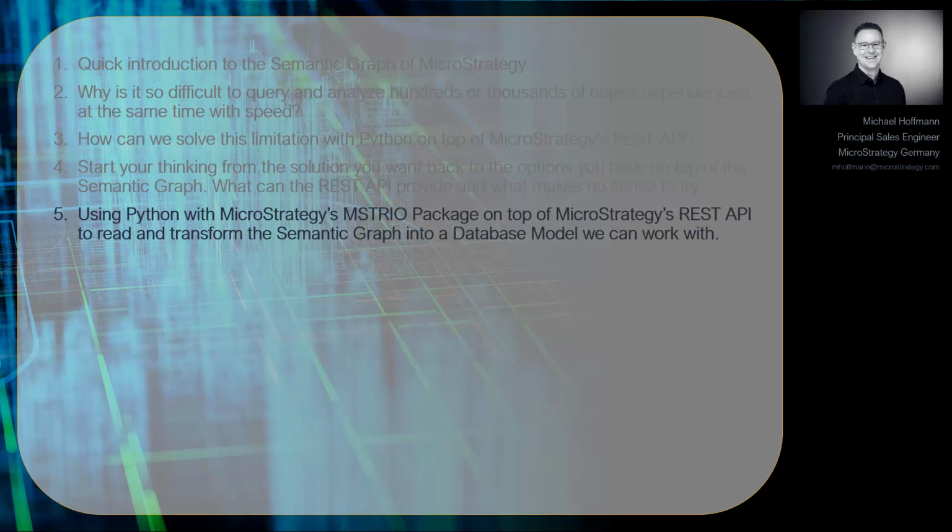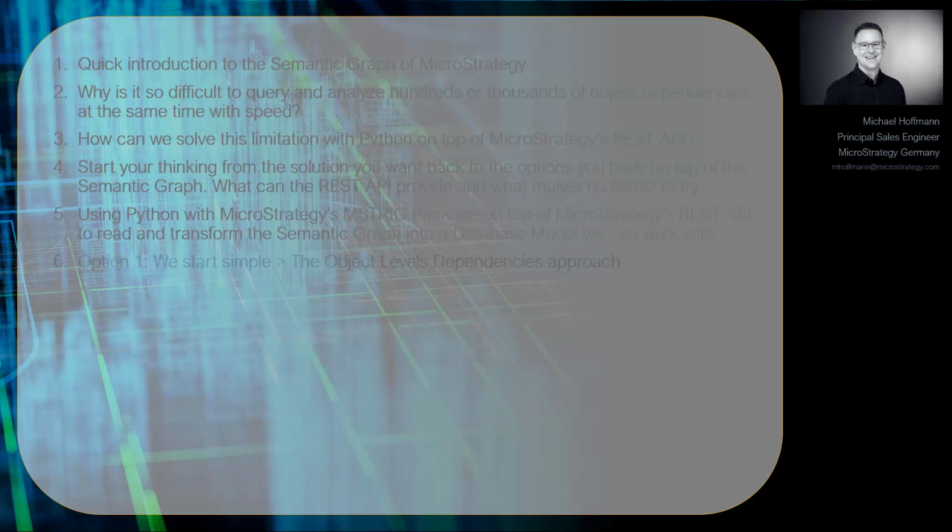The MicroStrategy IO package is a specific Python package that can be used standalone as well. So you can use your own coding environment like Visual Studio Code or Visual Studio or Jupyter Notebooks, and you can use this directly on top of the REST API. And from there, we transform the data from the semantic graph into a database model that we can work with. Okay, so this is our strategy.